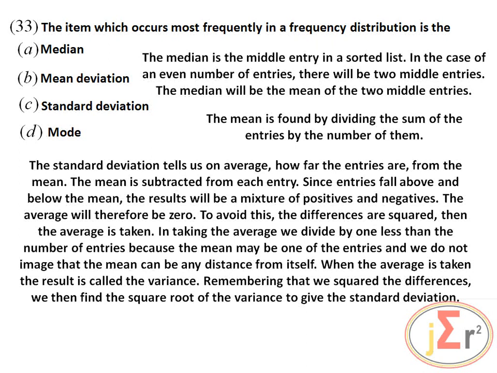But let's see why it will not quite work. The mean is subtracted from each entry. That is how we find the distance from each entry to the mean. So the mean is subtracted from each entry. Since entries fall above and below the mean, the results will be a mixture of positive and negatives.